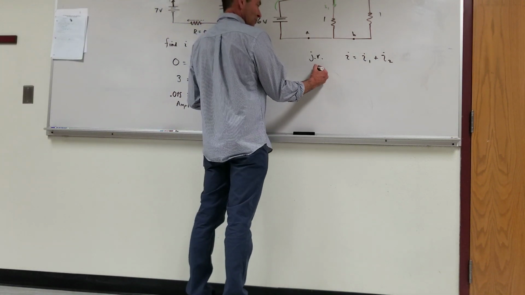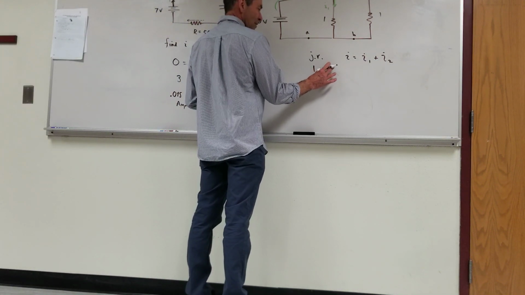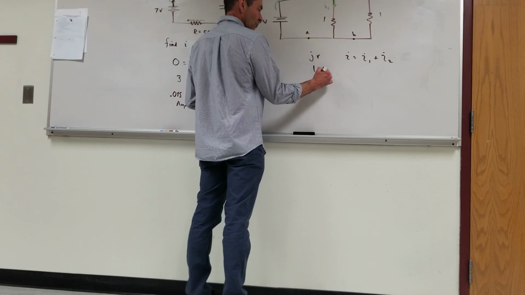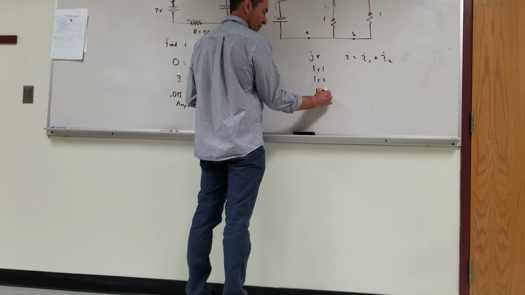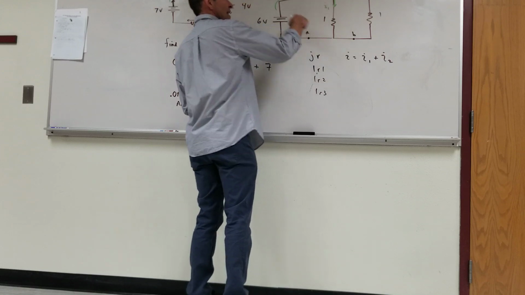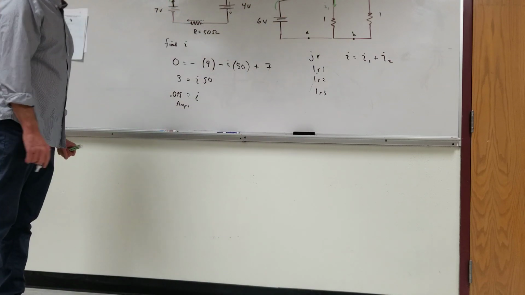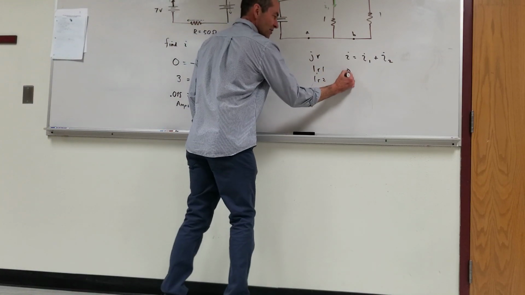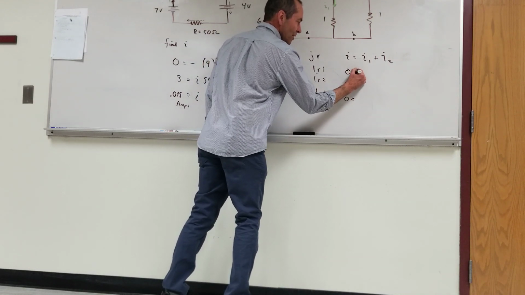Now we've got 3 loop rules. Loop rule 1, this is my own symbology, I've never seen this before. Loop rule 1, loop rule 2, loop rule 3. So let's start with this first inner loop right here. They're all going to have a 0 equals 0 equals 0 equals, because it's always 0 all the way around.